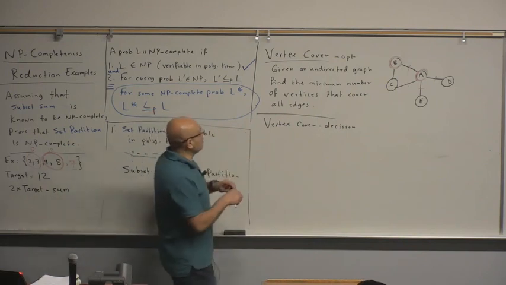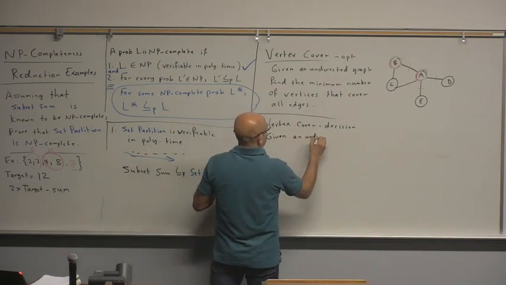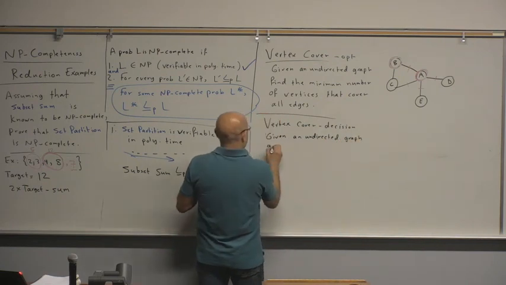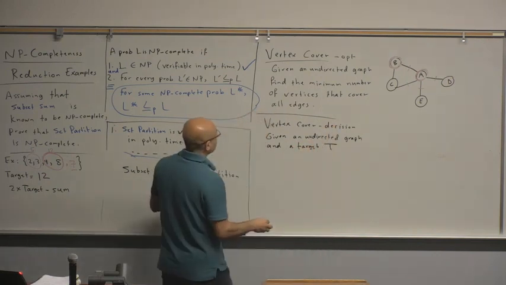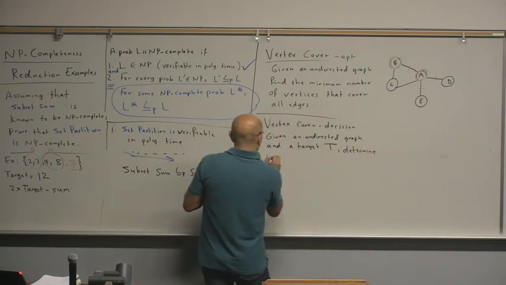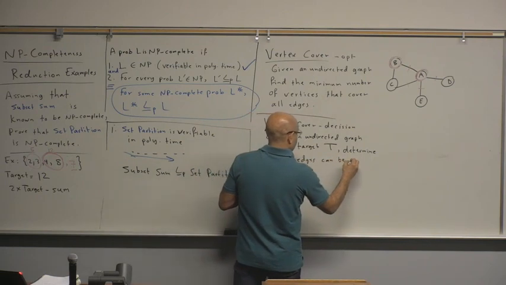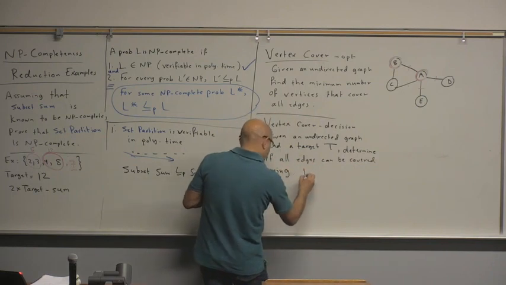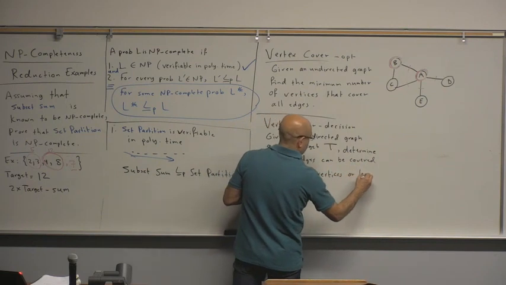So vertex cover decision: given an undirected graph and a target T, determine if all edges can be covered using T vertices or less.